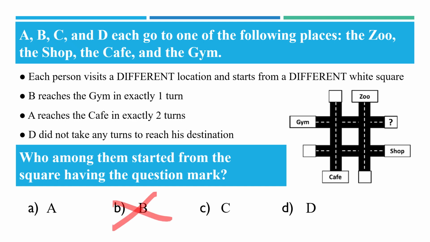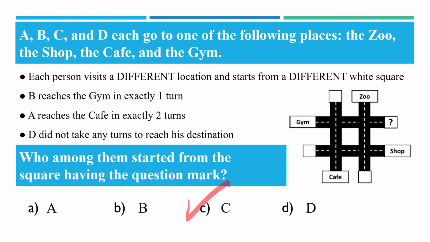And A needs only one turn, so A is not the person who starts from the question mark. D did not take any turn to reach his destination. Okay, it cannot be D because if there are no turns, then he should have reached the gym. It's not D. Obviously, it's going to be C.